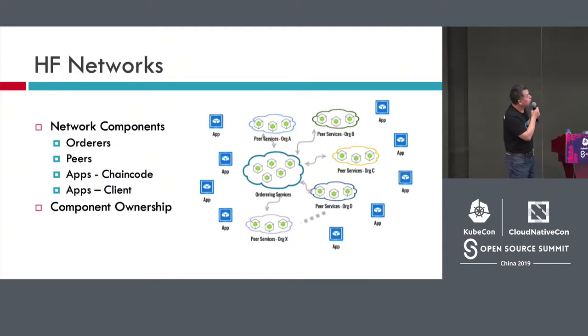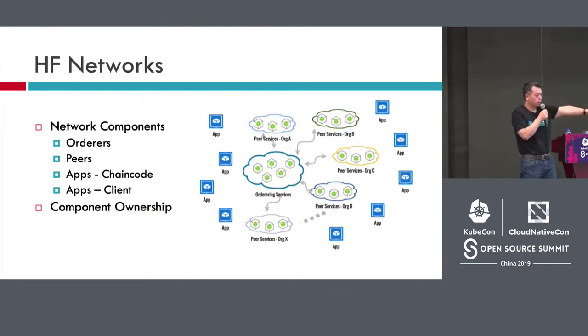So let's look at the Hyperledger Fabric network. If you look at the Hyperledger Fabric network, you normally will find orders, peers, and chain code. Probably you cannot physically see them, right? This is the application running on your peer, right?